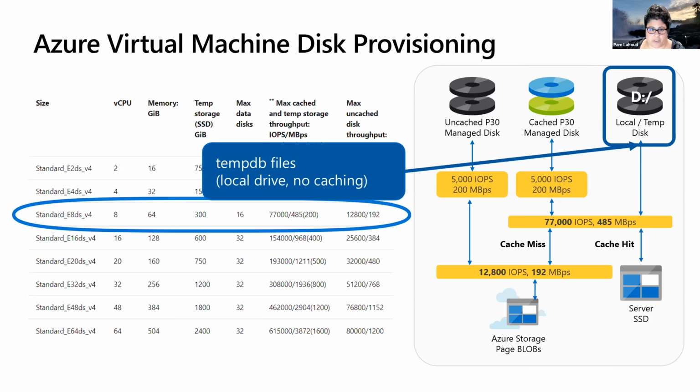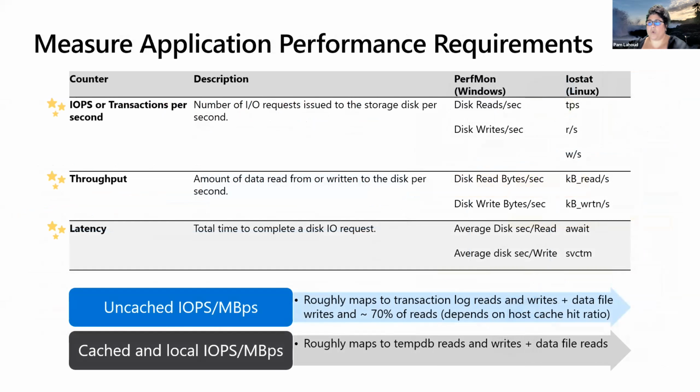Okay, so let's tie that all together. Someone asked me earlier about what counters should I be monitoring. It's actually quite simple. Perfmon is your friend here. If you're on Linux, I've got your iostat counters here. So your IOPS, or transactions per second, the number of IO requests issued to the storage per second. This is your disk reads per second and disk writes per second. Throughput is the amount of data that's written to or read from the disk per second. This is disk read bytes per second and disk write bytes per second.